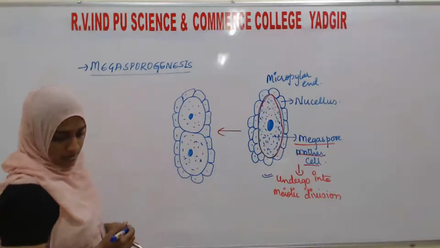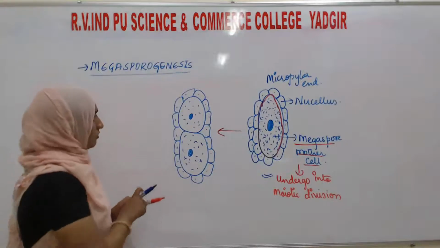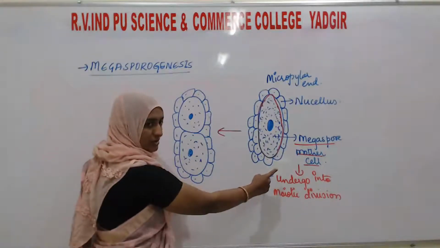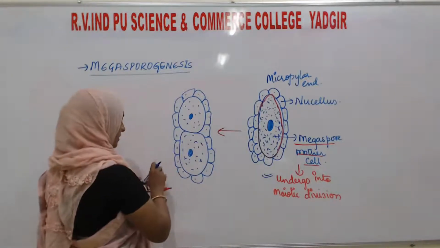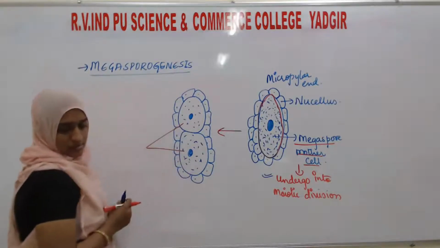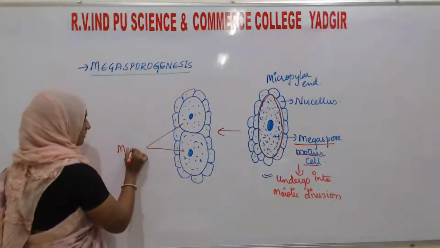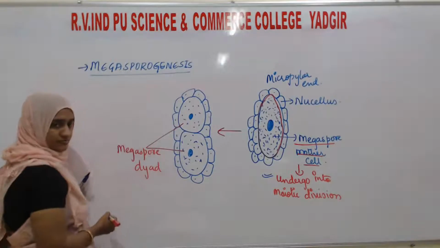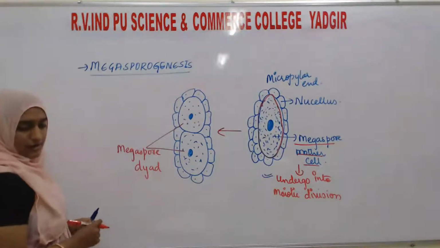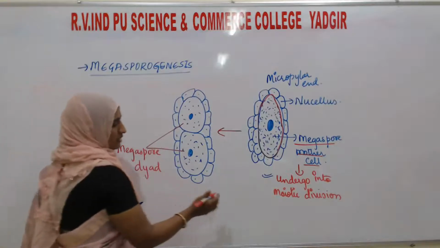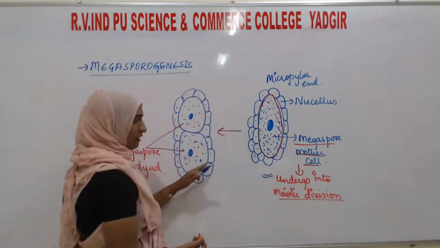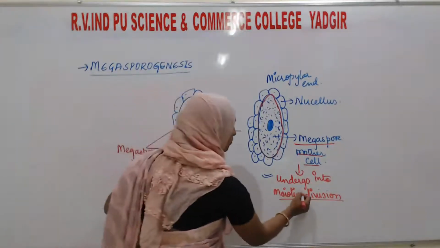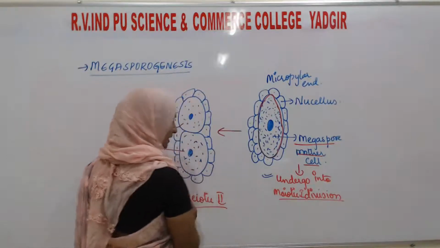Like this. And this is the micropylar end, as you had seen. If one megaspore mother cell divides into two cells, then we can call it the megaspore dyad. Dyad means two-celled stage. Here the first division, meiotic division, they had undergone. This is the meiotic one division, and this is the meiotic second division.